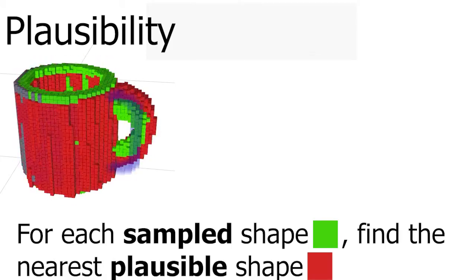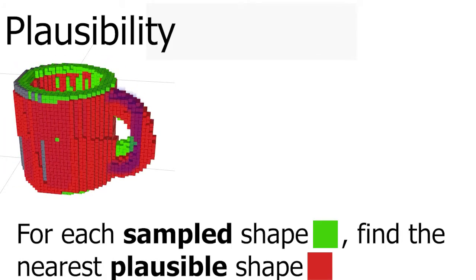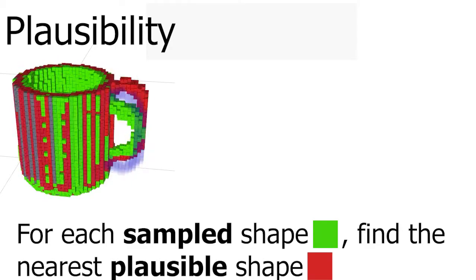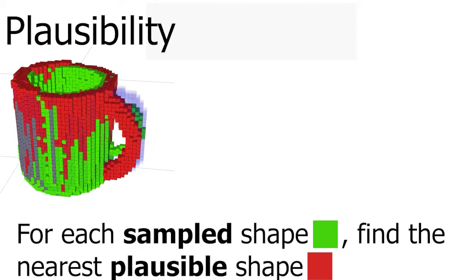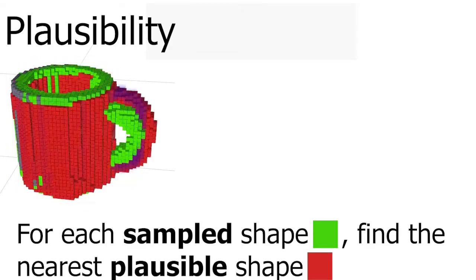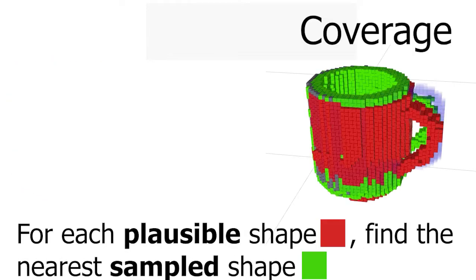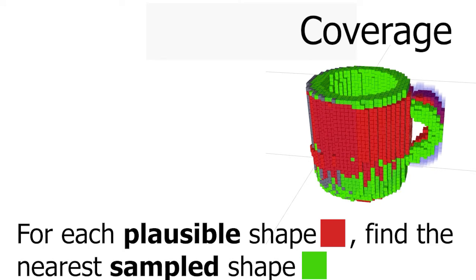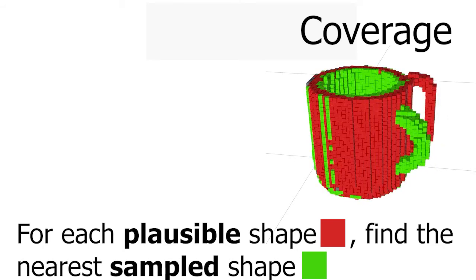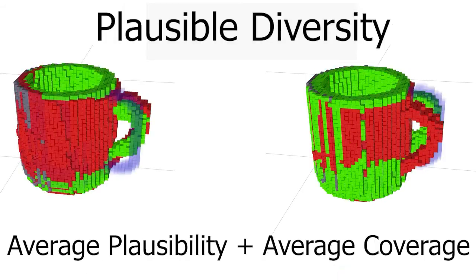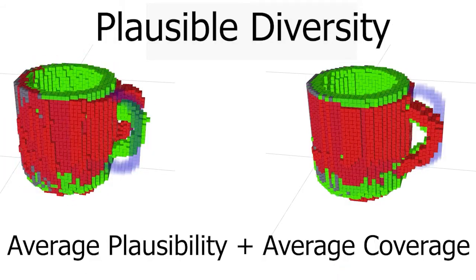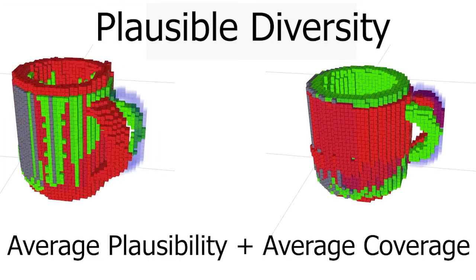Quantitatively, we compare samples from our network to a plausible set generated using a shape matching algorithm. We evaluate the plausibility of a network's completions by finding the nearest plausible shape for each sampled shape. We also evaluate how well the network covers the space of plausible shapes by finding the nearest network sample for each plausible shape. We define plausible diversity as the sum of the two.